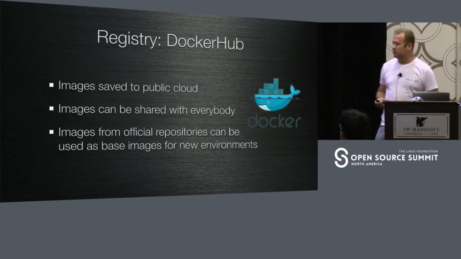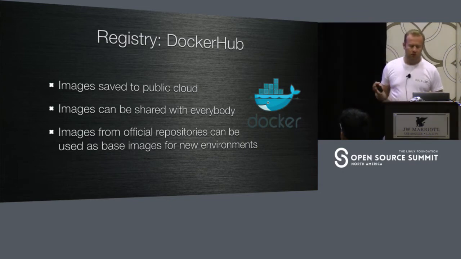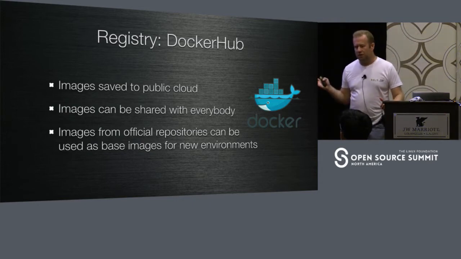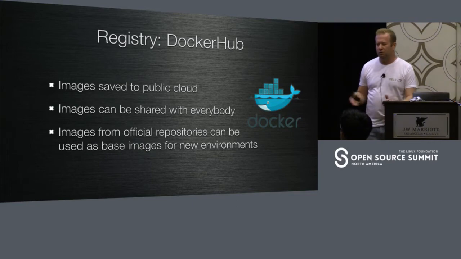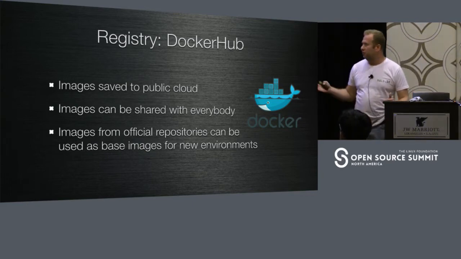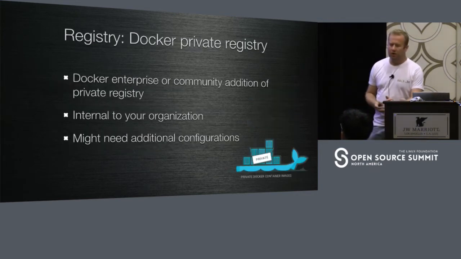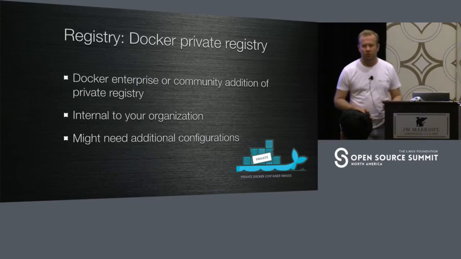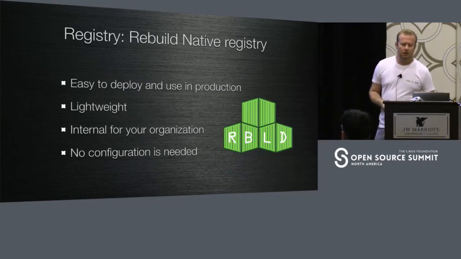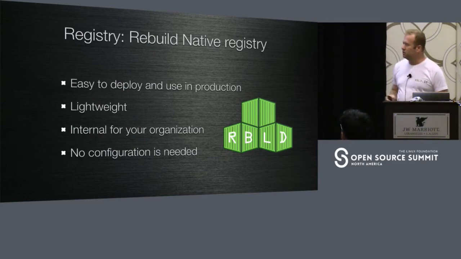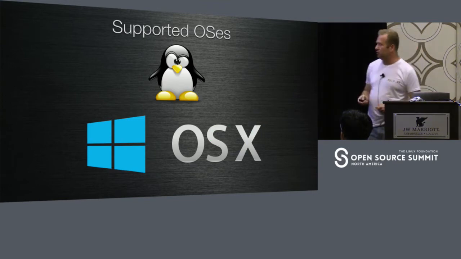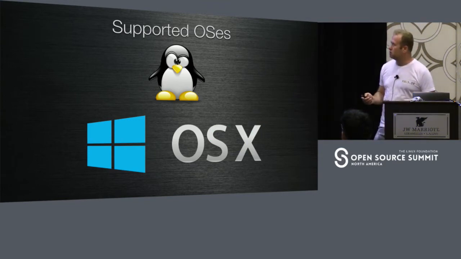So what kind of registries can we support? We can work now with Docker Hub. In this case, your images will be public. And this is great if you work on some project and you want a development environment for your project to be publicly shared. So this is a good option for you. The other option is Docker Private Registry. This is the case if you want to deploy it locally in your organization. And the Rebuild Native Registry. This is if you don't want to deal too much with the configuration of the registries. As I said, we support Linux, macOS, and Windows.